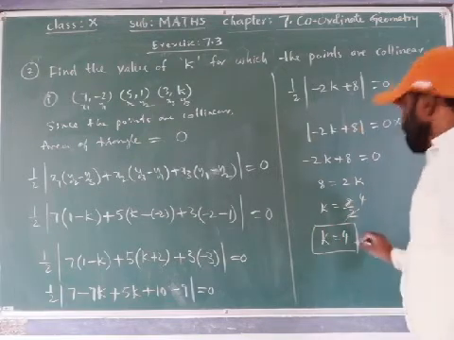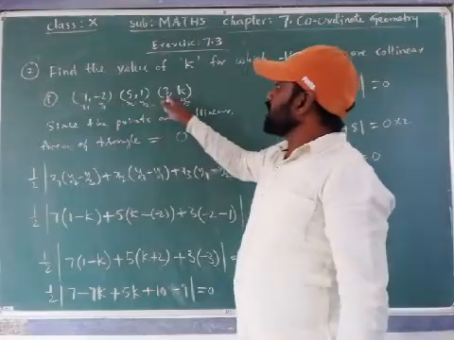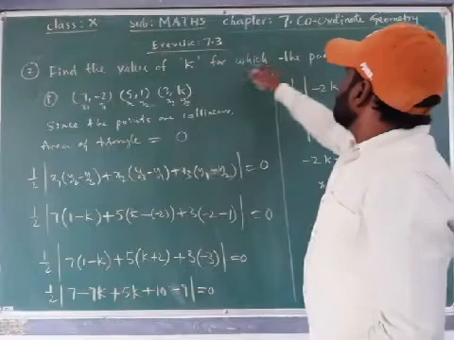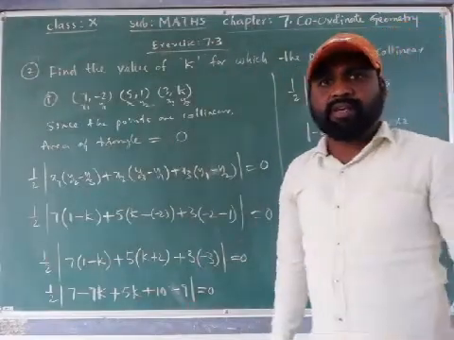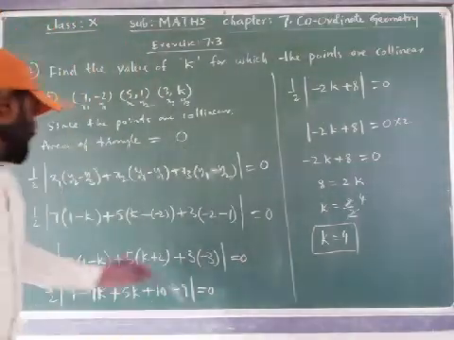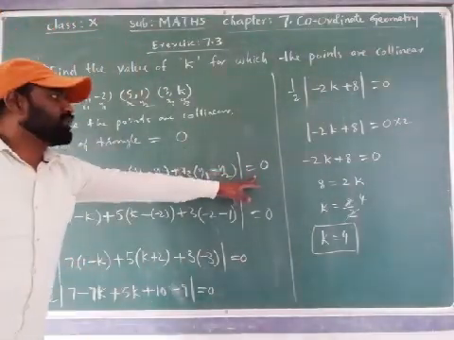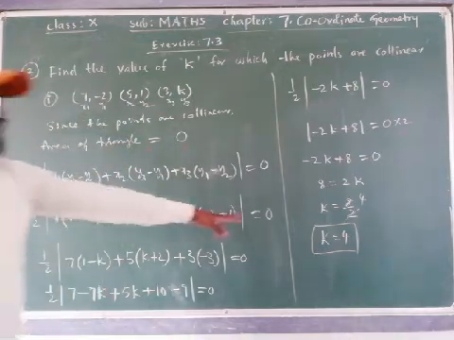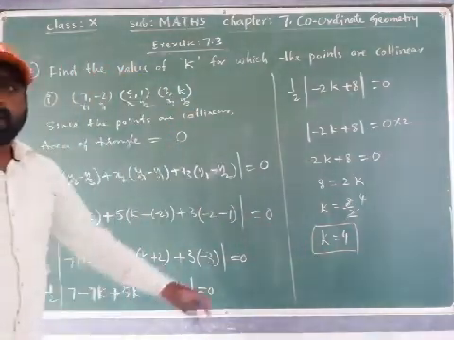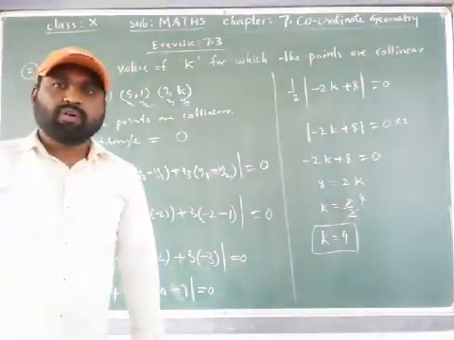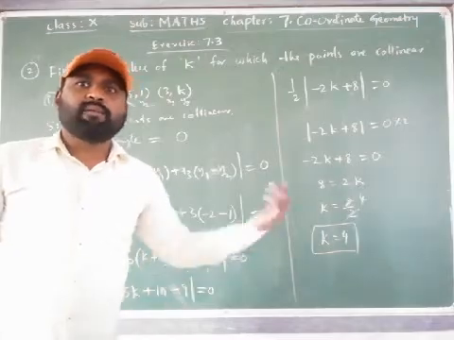4. So if these 3 points are the vertices of the triangle, as they told, these points are collinear, the area of the triangle is 0. So the area of the triangle we have to keep equal to 0. Just substitute these 3 points in the formula. After simplifying, you will get the k value. Here the k value is how much? 4. Understand all of you? Hope you followed. Let us do one more problem from this bit.